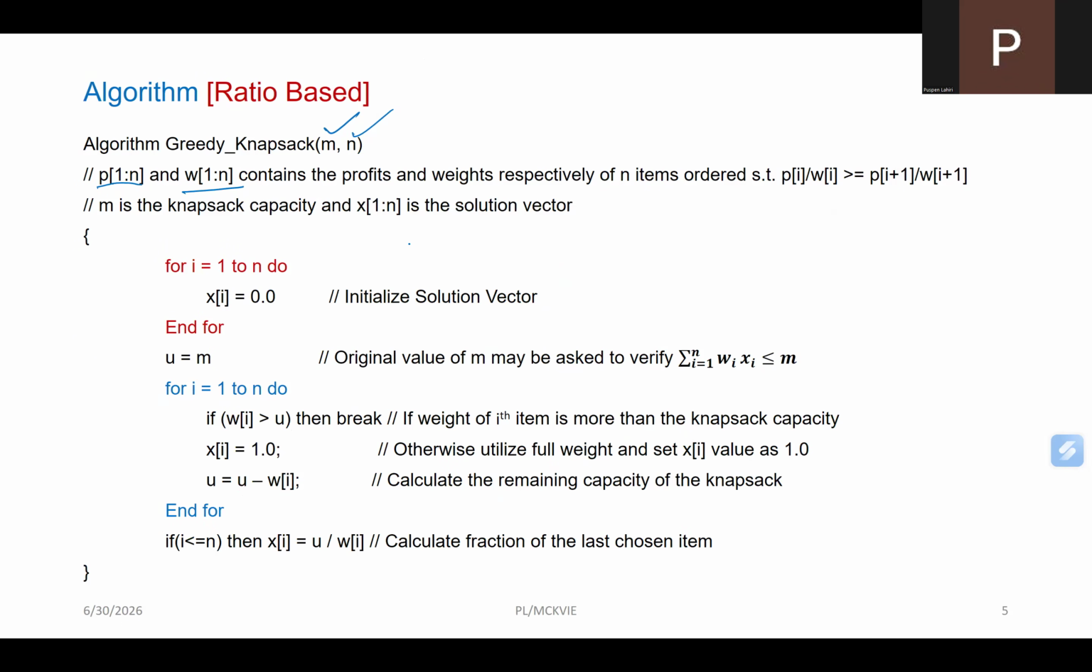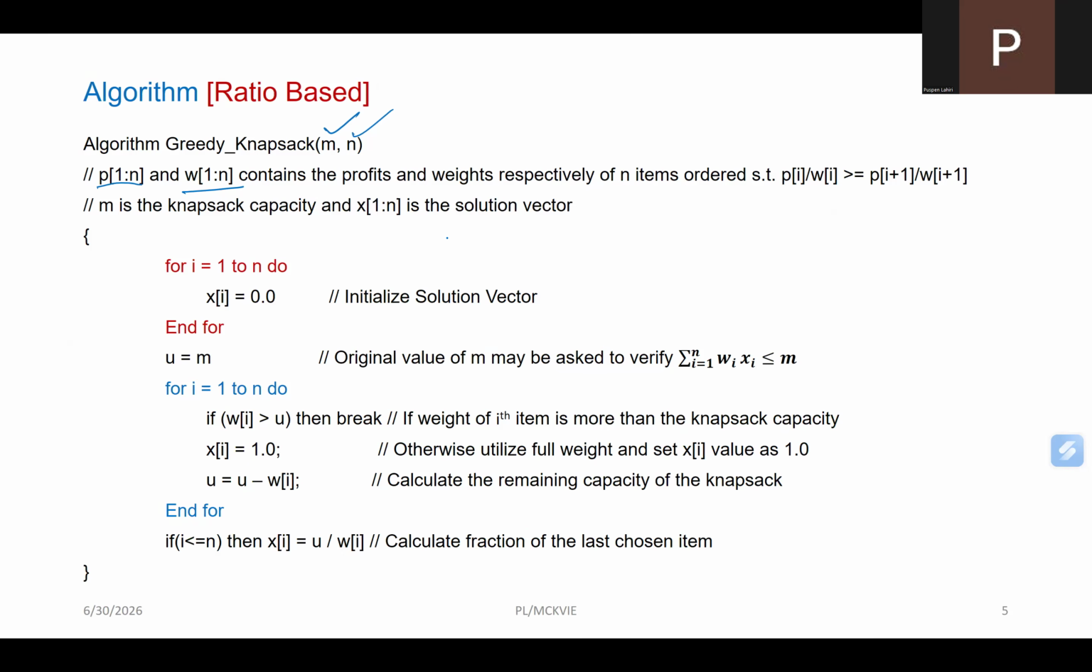M is the knapsack capacity and X[1:N] is the solution vector. You know X1, X2, X3, I have computed there. And please be careful and keep this in mind: the solution I have made is assumed to be the computer solving the problem. It is not that you are manually solving the problem. It is the computer that is responsible for solving the problem. So to the computer, the first item means the item having the highest ratio, the second item means the item having the next highest one. In this way the computer will treat them.